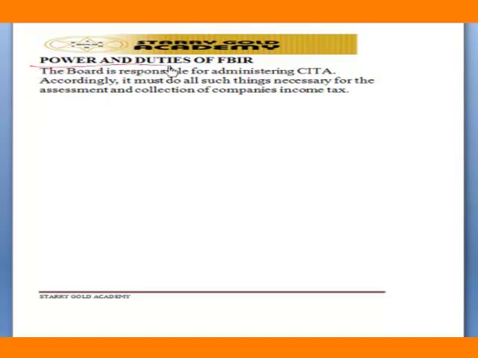Okay, powers and duties. What are the powers and duties of the Federal Board of Inland Revenue according to the Company Income Tax Act? The board is responsible for administering the Company Income Tax Act. So it is the board that administers the Company Income Tax Act. Accordingly, it must do all such things necessary for the assessment and collection of company income tax.